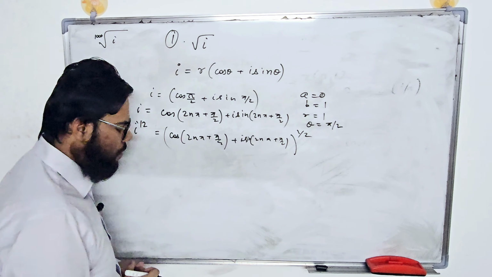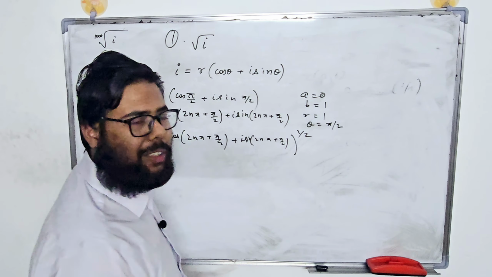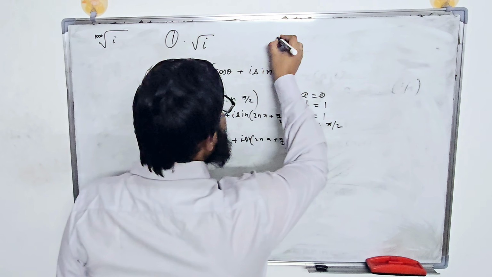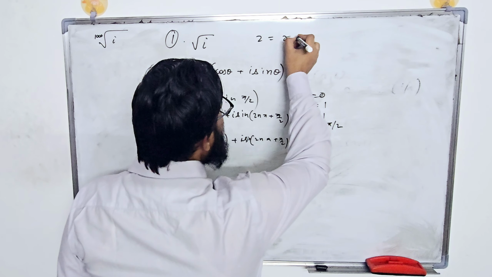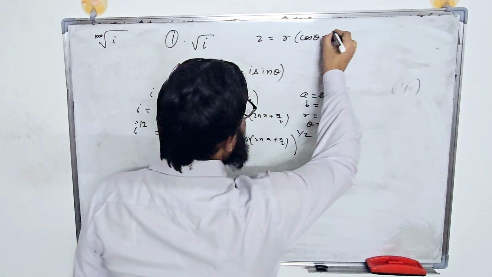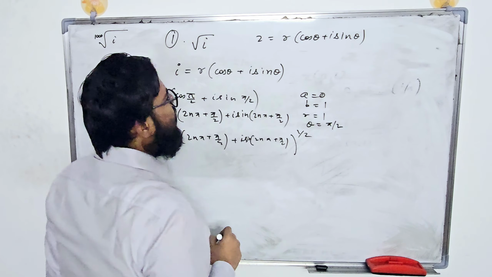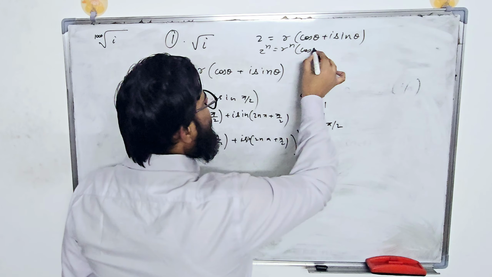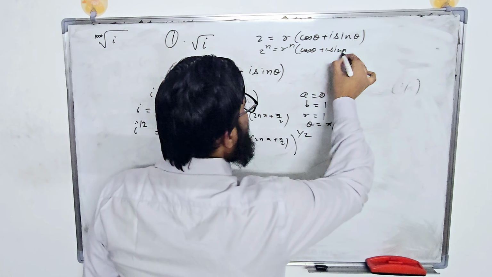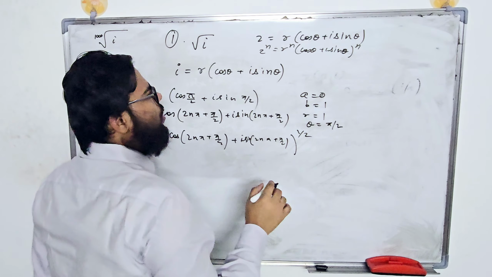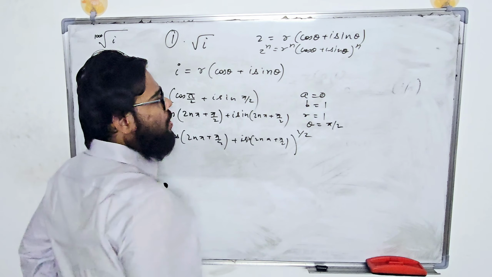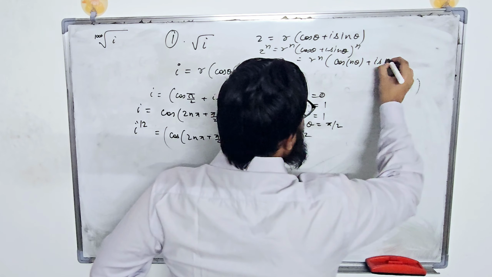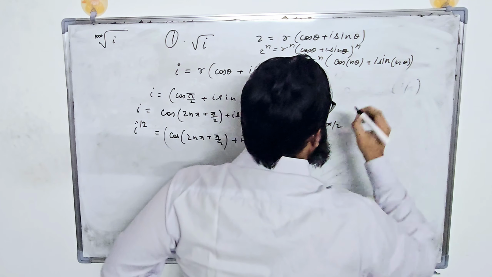Let me introduce one more theorem over here, De Moivre's theorem. What is it? Suppose z is equal to r times cos theta plus I sin theta, and suppose I raise both sides to the power of n. De Moivre's theorem states that this will be equal to r raised to the power n, times cos of n theta plus I sin n theta.